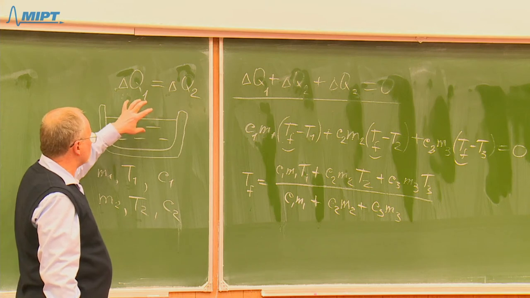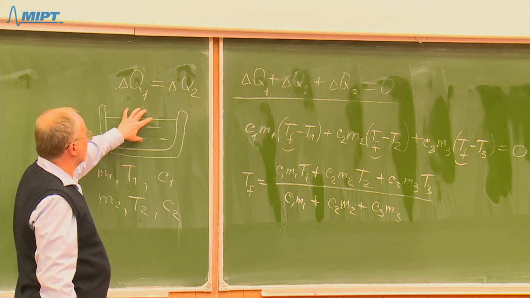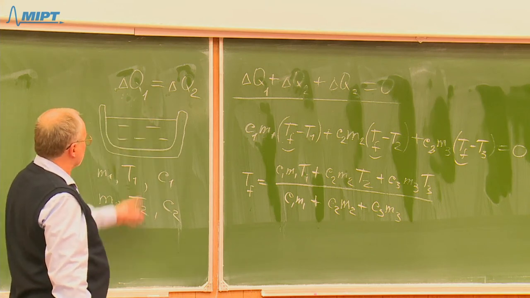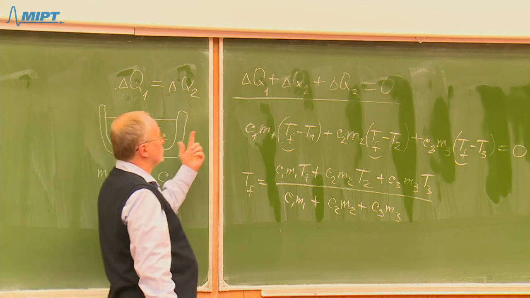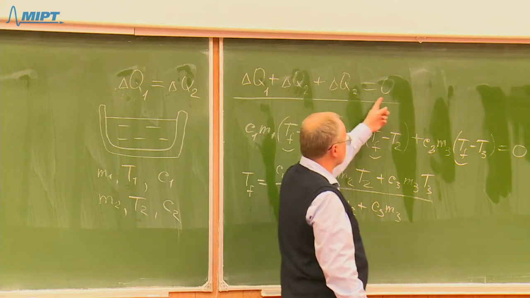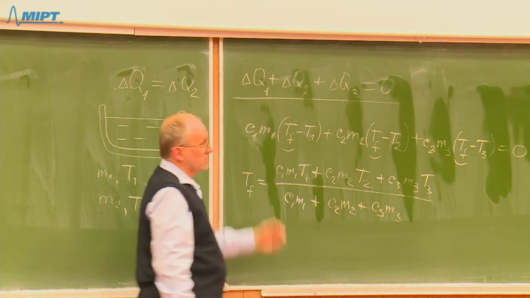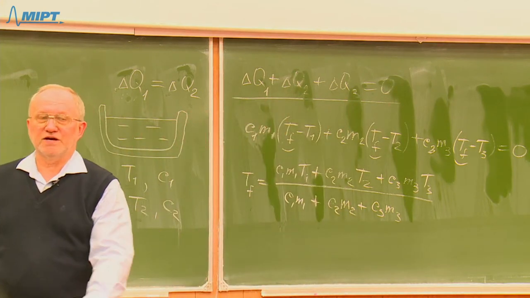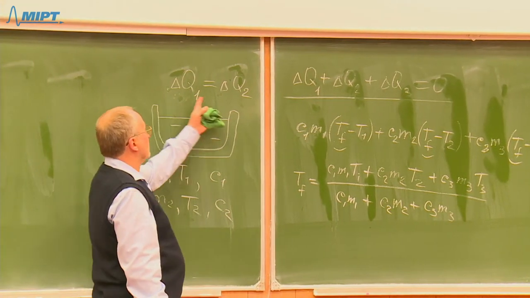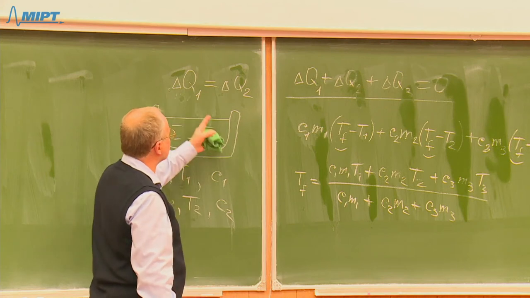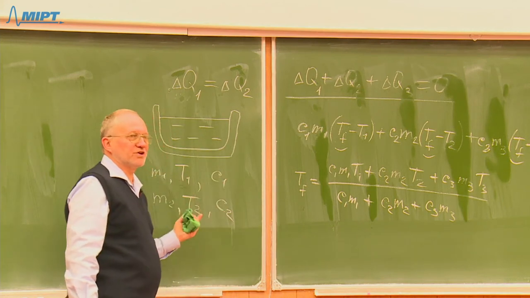And if the amount of total heat energy is constant, then the total change in heat energy is zero. That is what is written here. That is the law of conservation of energy for a heat-insulated system. That is the closed system which cannot exchange the heat energy with the outside world.